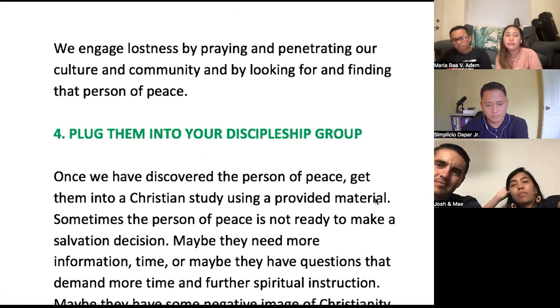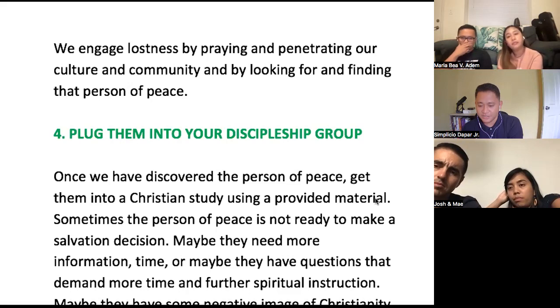We engage lostness by praying and penetrating our community and culture, and by looking for and finding that person of peace. All right, so moving on. Once you've found them, what do you do? Then you have to plug them into your GP group or discipleship group, or to your Sunday service. But you see, this is the fourth step. It's not the first step. You have to pray, you have to penetrate, you have to find them, and then this part gets easier and more effective when you do that.